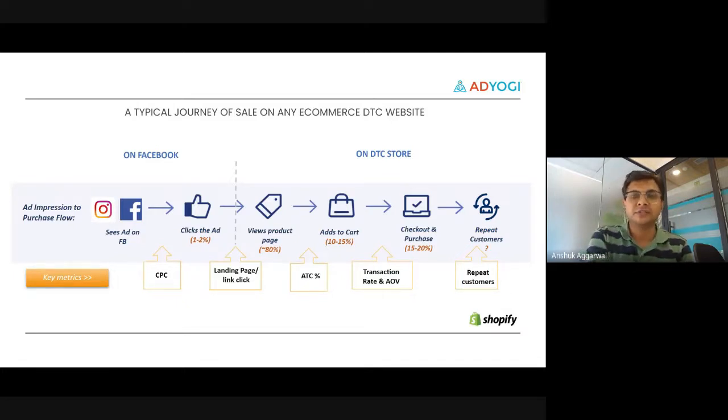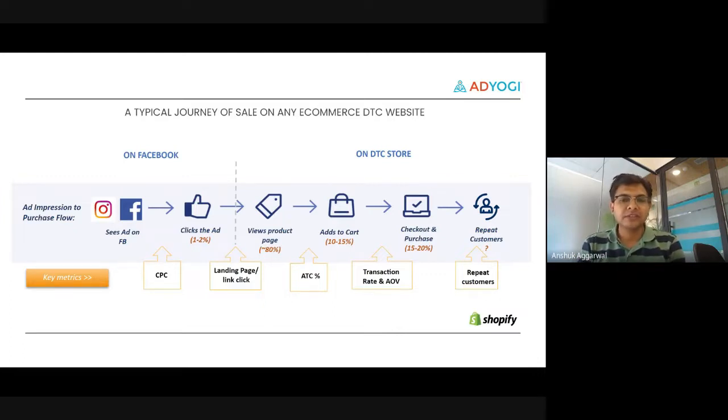You show an ad on Facebook or Google. The person clicks on the ad. After clicking, they land on the product page or the home page or the category page. Then they add a particular product to cart. They then proceed to the shipping and checkout page and complete the transaction. And maybe a couple of weeks or months later, they might come back and make a purchase again. So this, in a very simplistic manner, is a journey from getting a person to discover your brand to becoming a loyal customer of a brand.